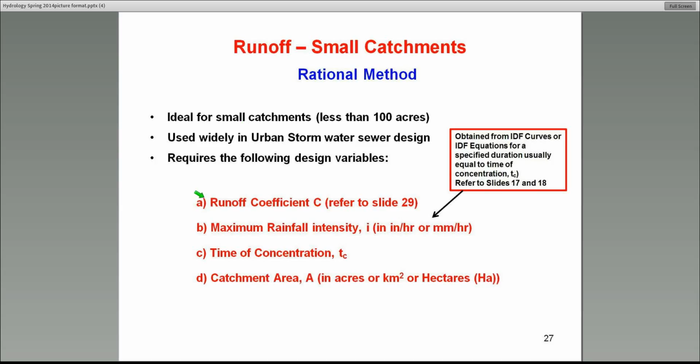A runoff coefficient C, which I'll show you on the next slide. It also requires a maximum rainfall intensity in inches per hour. That's what we call the design storm. Typically, that's based on a duration equal to the time of concentration of the watershed, so it'll require that. And finally, the catchment area has to be in acres or in square kilometers.